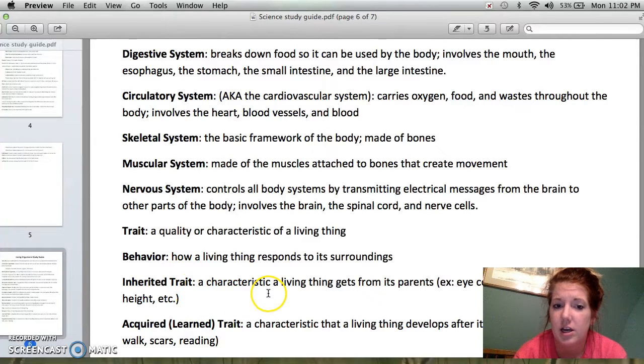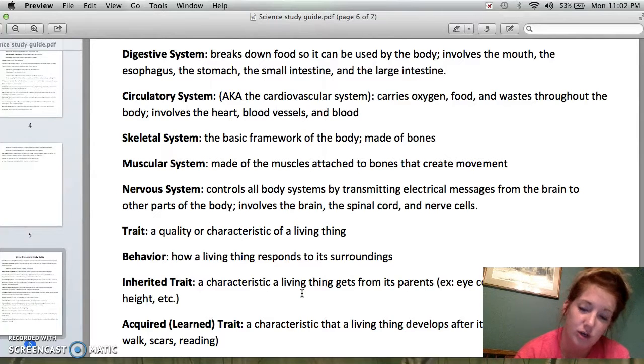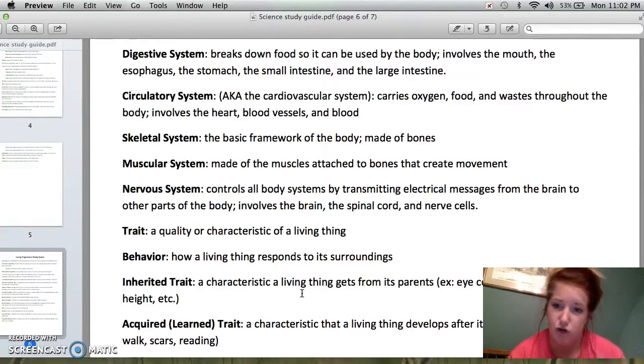Inherited trait: a characteristic a living thing gets from its parents, like eye color, hair color, dimples, height. That's all within it, it has to be passed down. The reason why you look like your parents is if you are biologically theirs. Acquired traits, or non-inherited traits, are traits that are learned. They develop these things after they're born: the ability to talk, whatever language it is, how you walk, scars, reading. This is all within the environment you were brought up in.